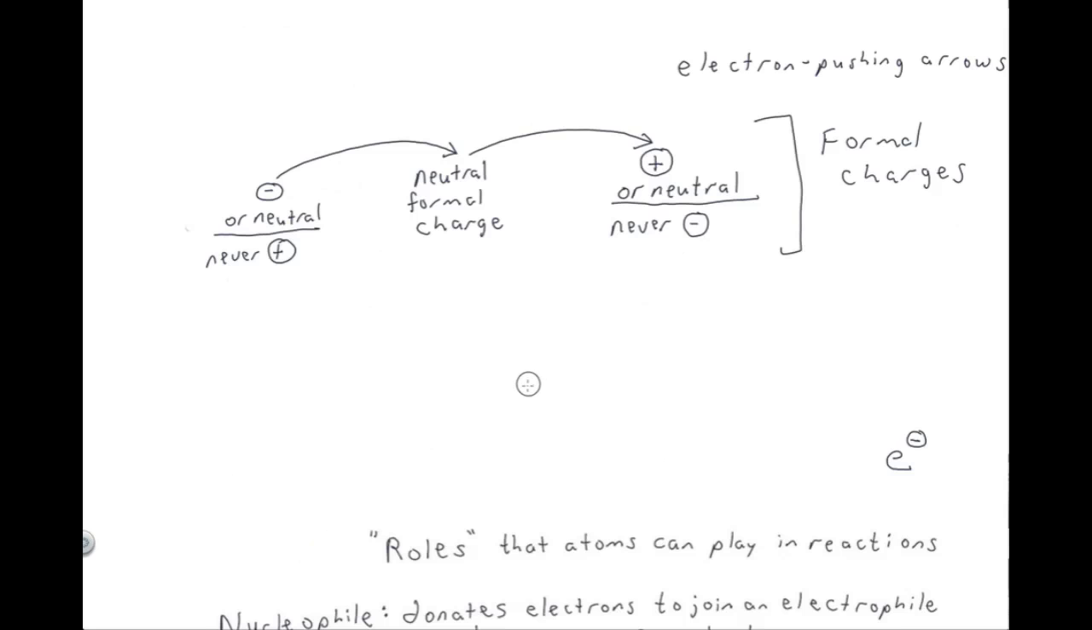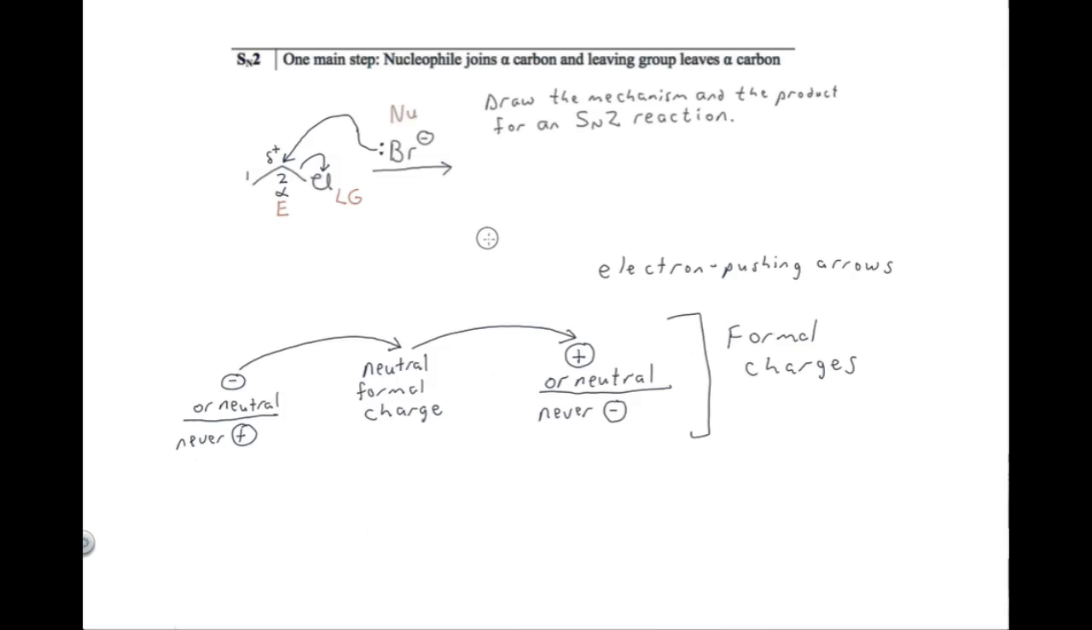Remember in the previous video that we also learned that at the beginning of the series of arrows, you should put a negative or neutral atom. In the middle of the series of arrows, you should put a neutral atom. And at the end of the series of arrows, you should put a positive or neutral atom. Do you see how we followed that pattern here?